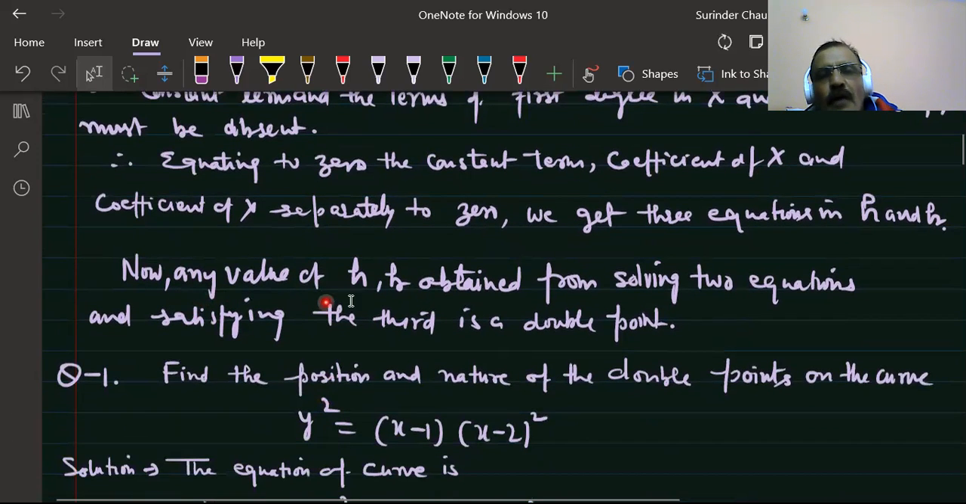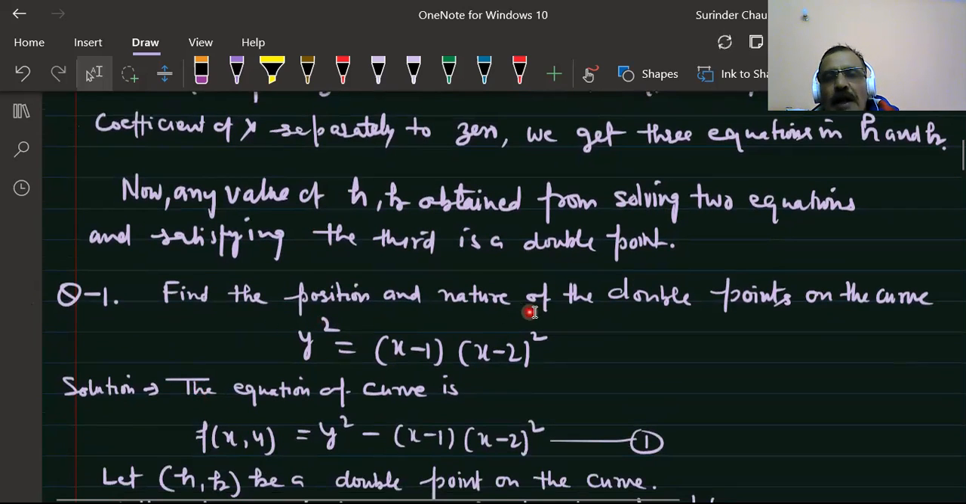Now, any value of h and k obtained from solving two equations that also satisfies the third equation is a double point. So we have to take those ordered pairs which will satisfy all three equations. Those points will be called double points. Now, after double points, we can discuss the problem by division. So let us solve the first problem.